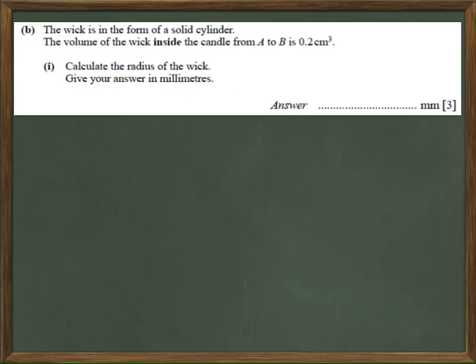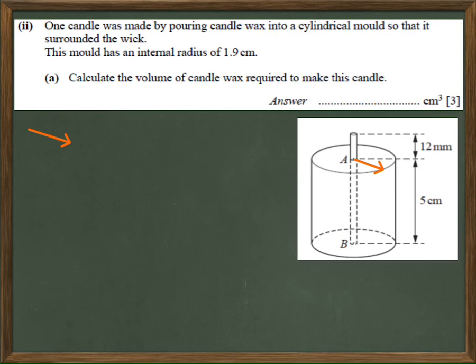Now, look at the third part. This is again the first part and this is the second part B. One candle was made by pouring candle wax into the cylindrical mold so that it surrounded the wick. The mold has an internal radius of 1.9 centimeter. Calculate the volume of candle wax required to make this candle. That means this is just like the first question that we started with. That has a big cylinder on the outside. A small cylinder has been carved out, something like this. So in this one, that carved out portion is actually the volume of that wick.